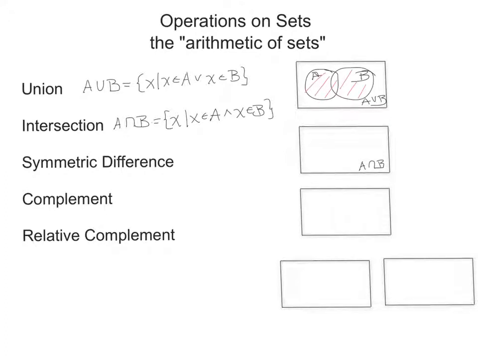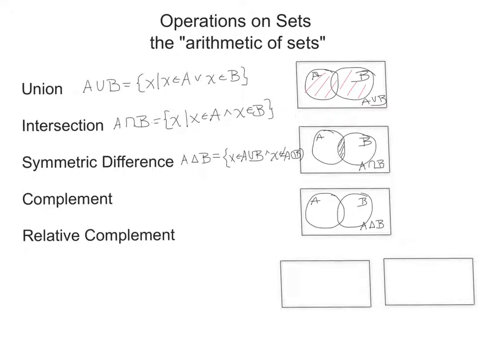A intersect B are all the elements X such that X is in A and X is in B. And in our Venn diagram, that would be everything here, both in A and B.